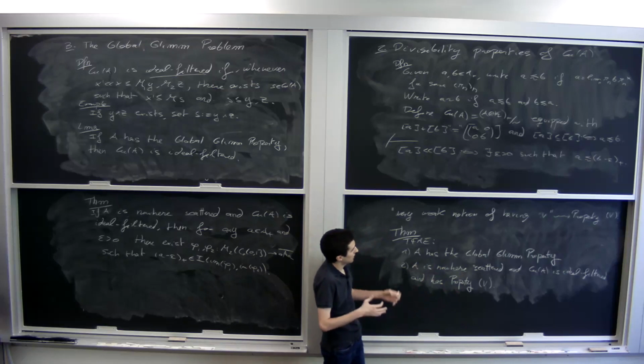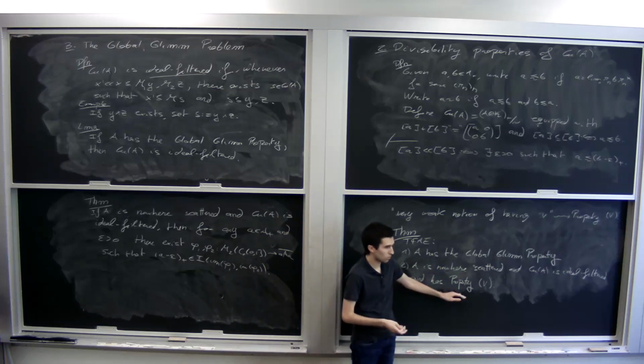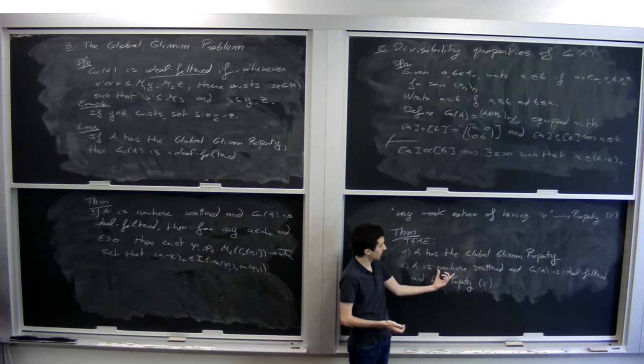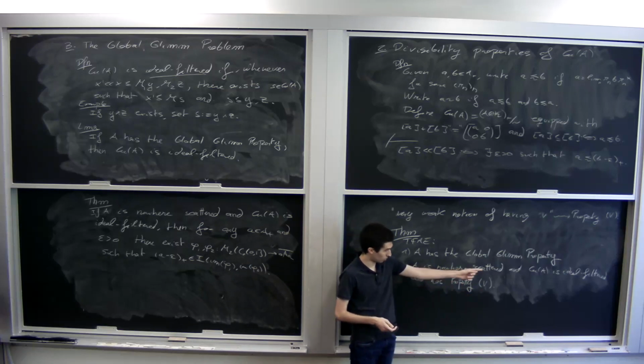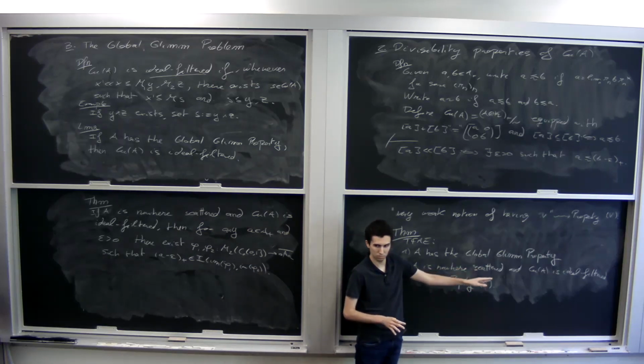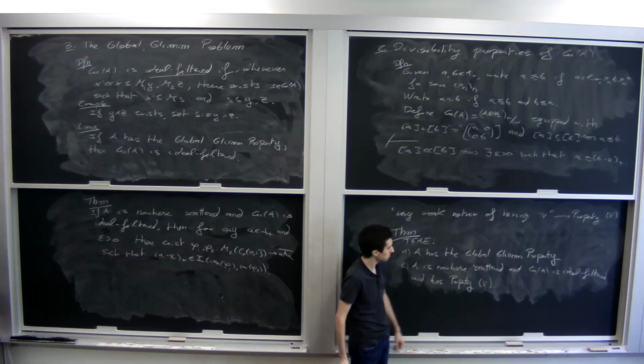So presumably now the global Glimm problem is just decomposed into two questions. The first one is to check if property V is automatic for any Cuntz semigroup. And the second one is to check if nowhere scatteredness implies ideal filteredness. That's it. We do have examples of C*-algebras that do not have an ideal filtered Cuntz semigroup. So this is not automatic.